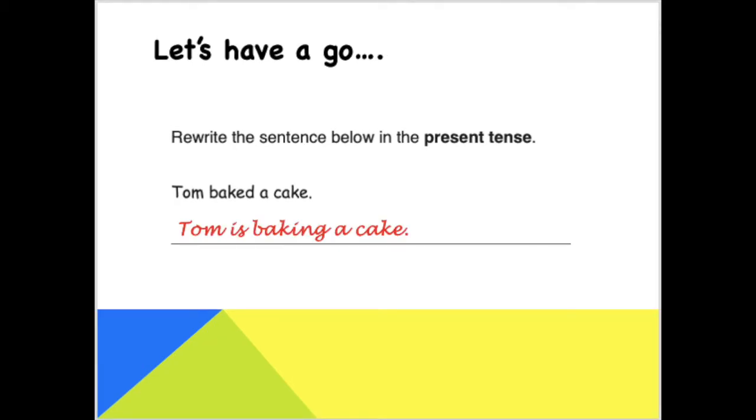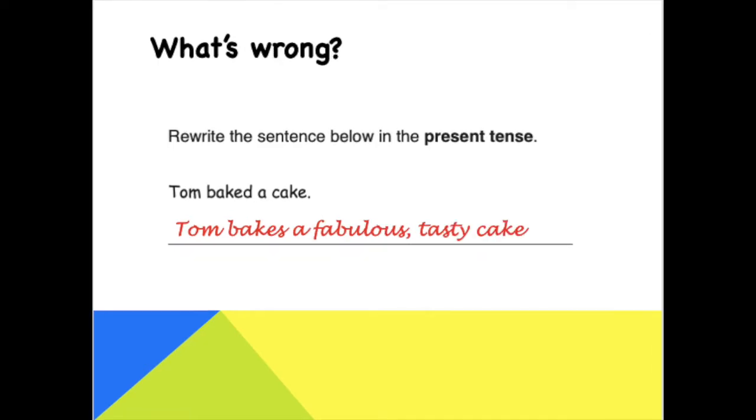Here's one of the answers you could have had. Tom is baking a cake. Make sure we've got the full stop at the end, the capital letter at the beginning. And make sure you don't put in any extra words. Just use the words that are there. And obviously we've changed the verb. You could have had Tom bakes a cake. Equally, that's in the present tense as well.